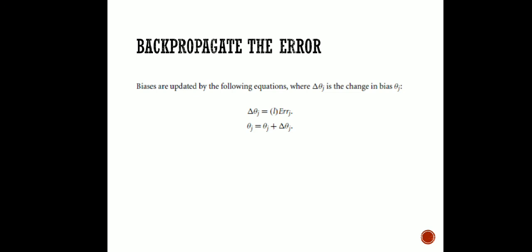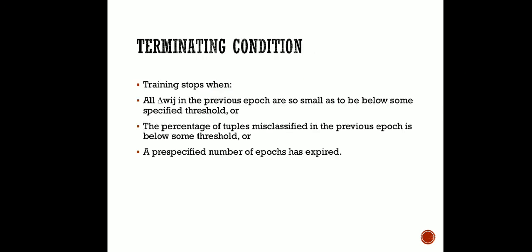So we had our previous bias, that is theta j, and we are maintaining the change in delta theta j. So if we just sum it up, then my new bias will come. Now the last phase, that is the terminating condition. So these are the termination conditions. So what are the conditions when we can stop?